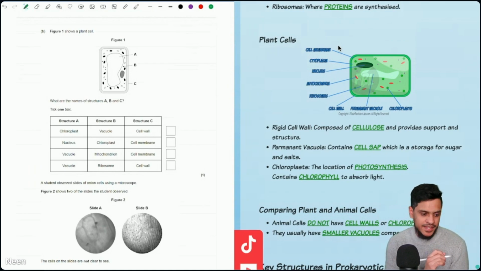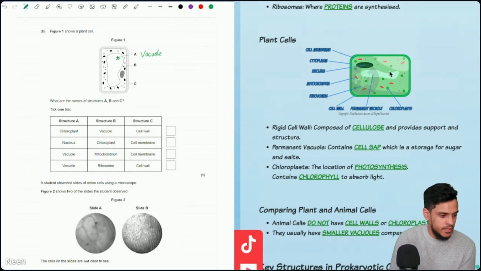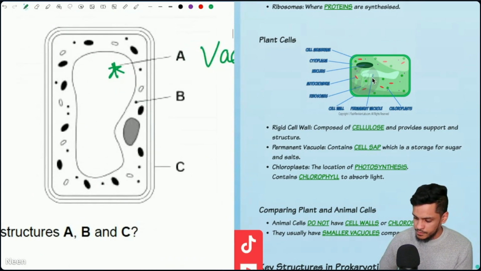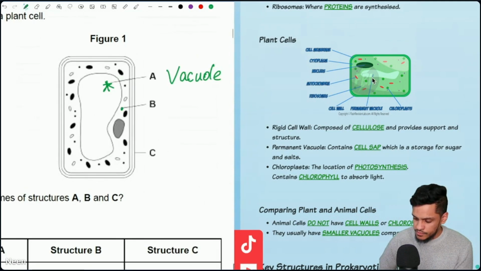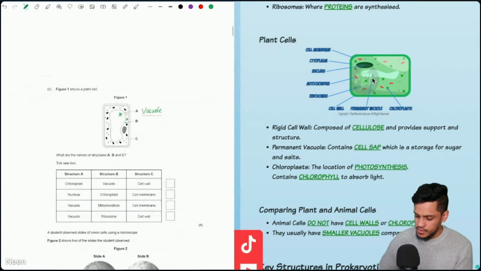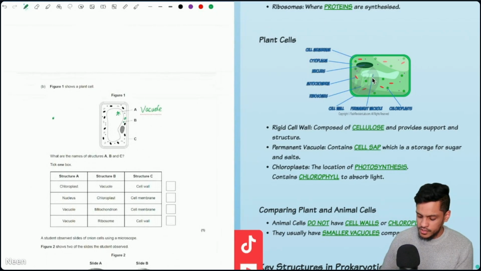So A is pointing in the middle here. That's a vacuole, permanent vacuole. You can see that in the diagram here on the notes. Then B, okay, so B people get confused because people don't know whether it's a ribosome or a mitochondria. Generally, ribosomes are circularly shaped in diagrams, and mitochondria are usually like this oval shape. So B is a mitochondria.